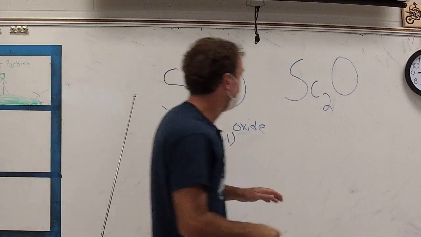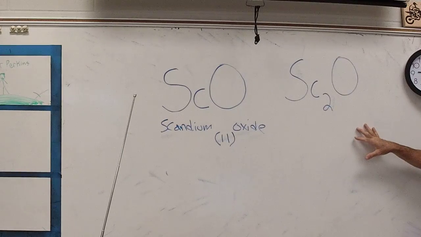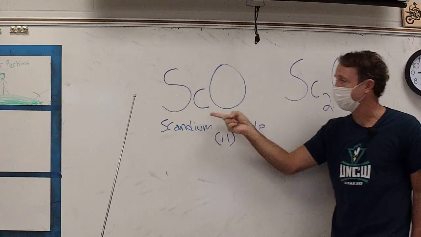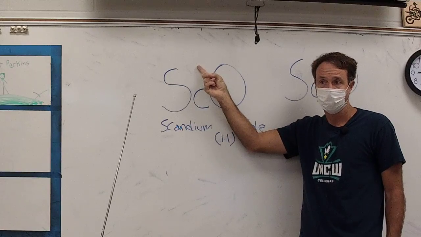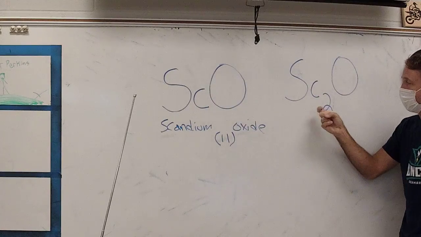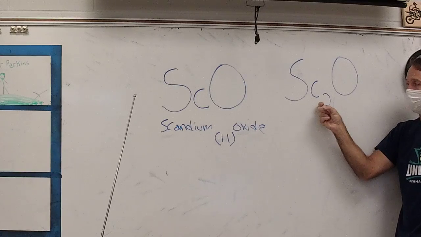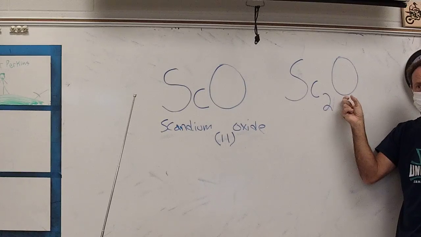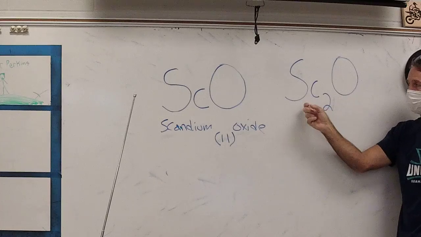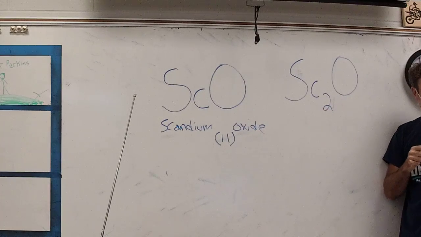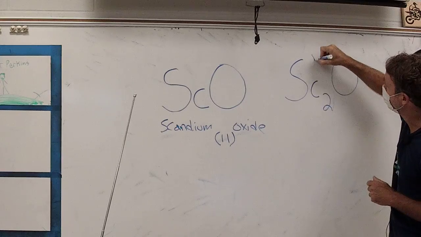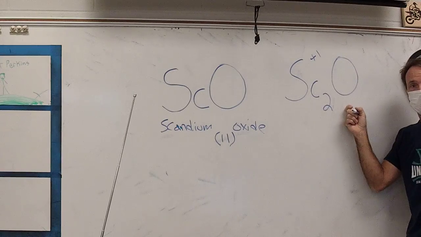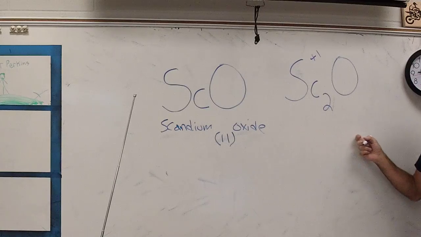Now, let's look at this one. What do you think the name of that one would be? If this one's called scandium(II) oxide, because you know there's a +2 charge here, what do you think the charge on that atom was if it takes 2 of them to cancel out oxygen? What must the charge on this atom be? That's right, Hayden. This one has to have been a +1 because it took 2 of them to bond with that one oxygen. So what do you think the name of this one is, Hayden?